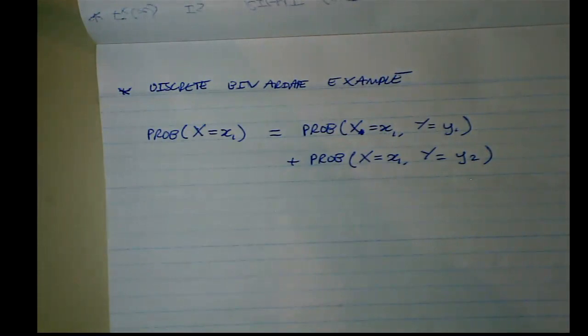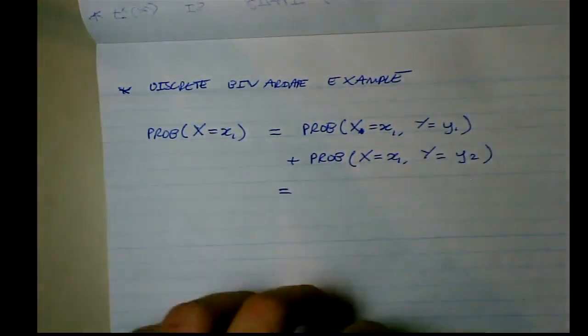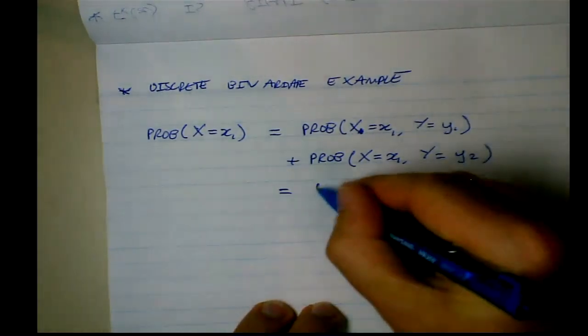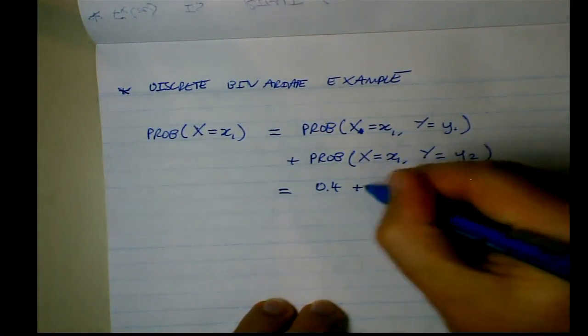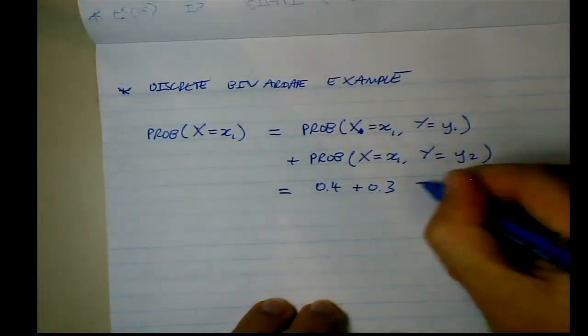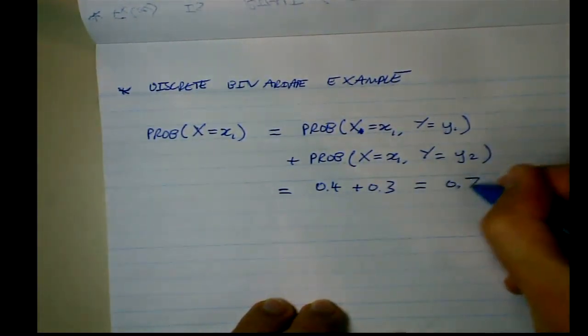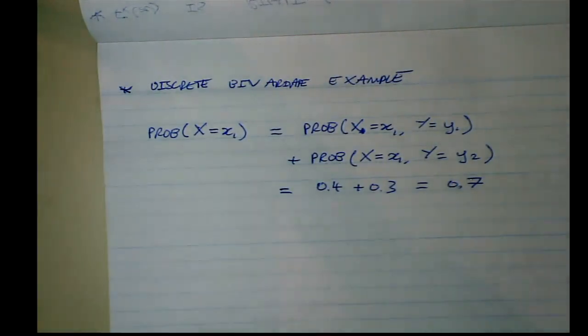Summing in the discrete case is the equivalent of integrating in the continuous case. We sum those two up. What was the first one? It was 0.4. What was the second one? It was 0.3. Overall, 0.7. So to get the marginal probability of x equal to x1, just sum the probabilities over x equal to x1.